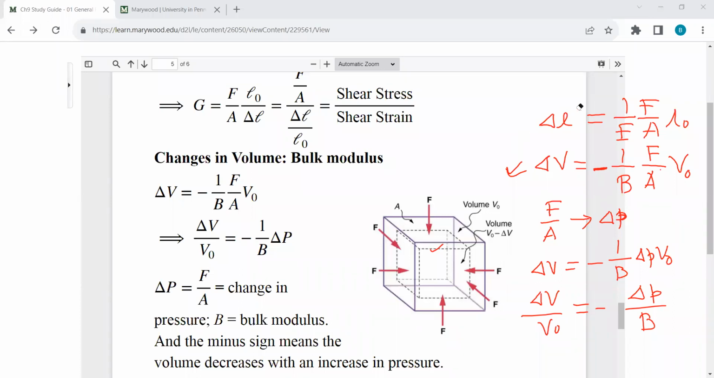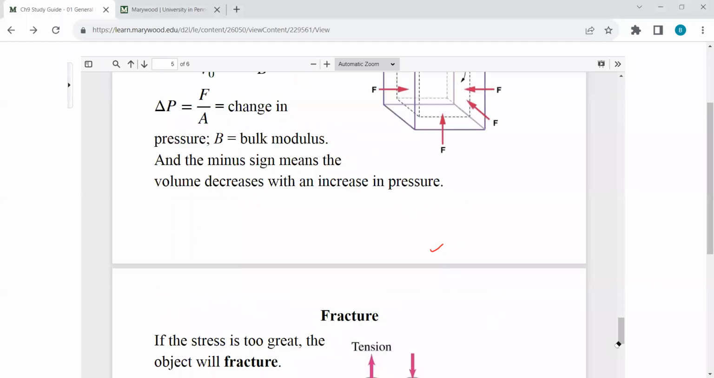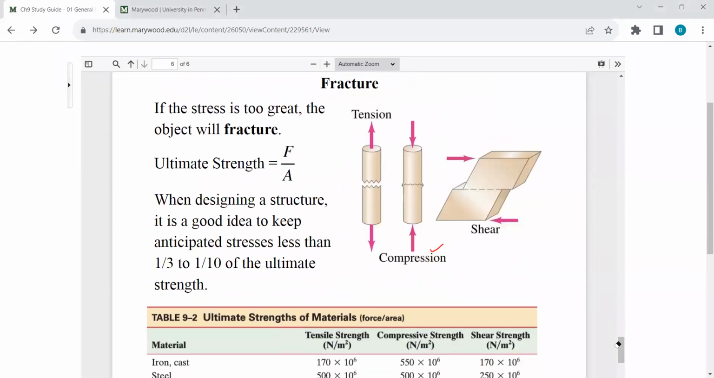Now the last thing is the fracture. When we talk about the elastic region and plastic region, you see that for some force the object breaks. When the object reaches the breaking point, the object is basically fractured. Now, for each object, fracture is related to something called the ultimate strength.